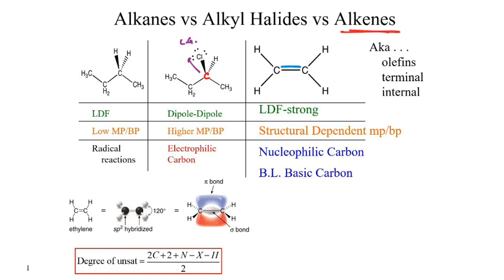So, characteristics of the alkene. Some random naming issues that could potentially show up: you can hear them referred to as olefins. Terminal is in reference to an alkene at the end of a chain, and internal is an alkene inside the chain, anywhere inside the chain. Their intermolecular forces are London dispersion, but they do tend to be stronger London dispersion forces because of the possibility of that pi bond interacting.